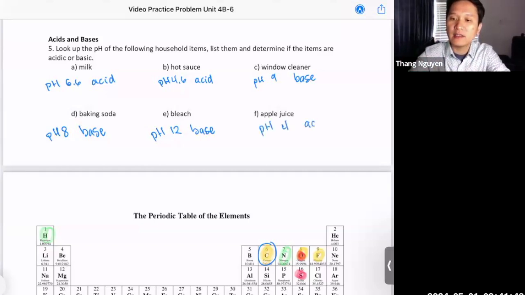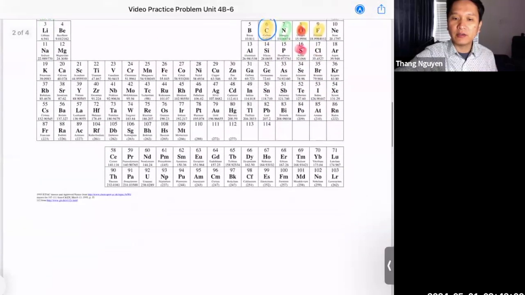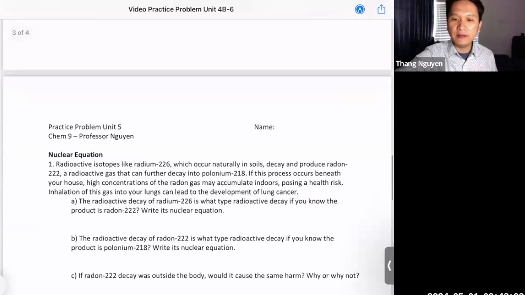So that's acidic. Okay, so just know that definition of what is an acid and base, and know some qualities of acids and bases. Okay, that rounds out our lecture 4B. Now let's go to unit 5.